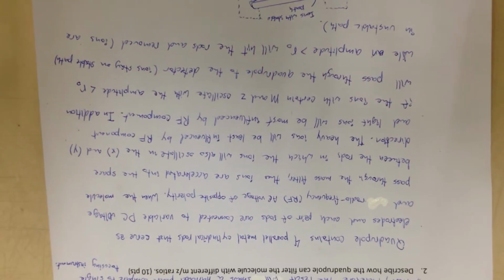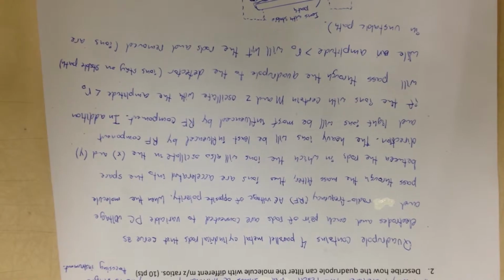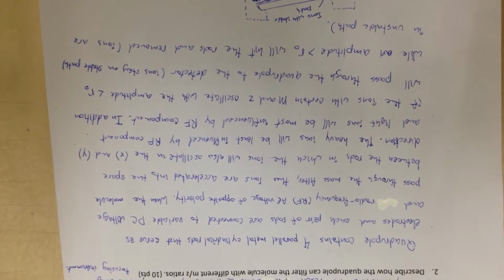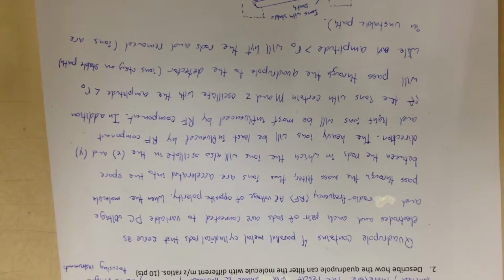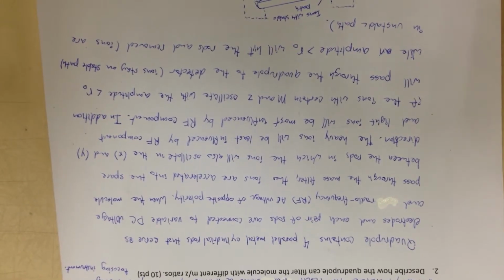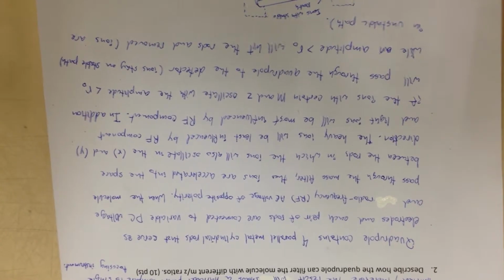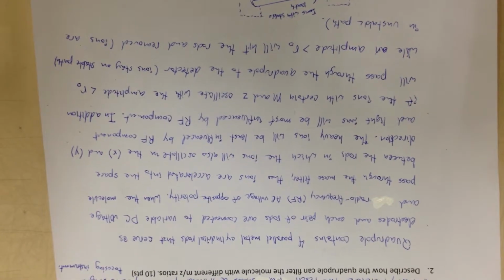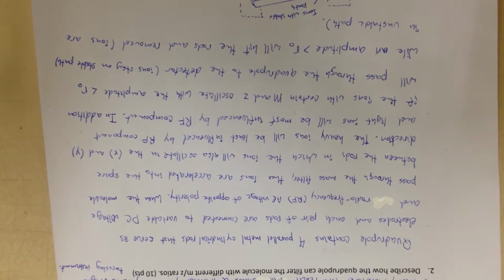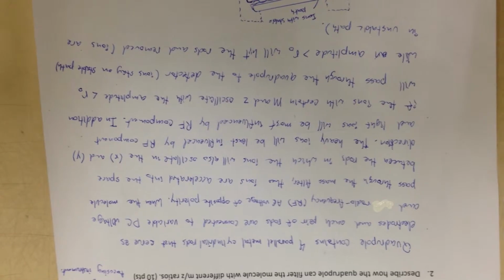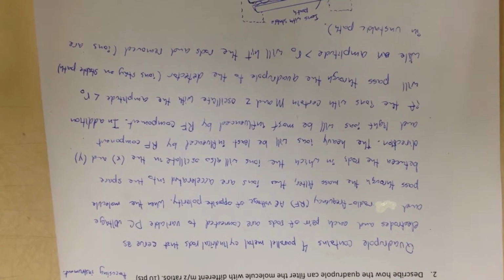Number 2. A quadrupole contains 4 parallel metal cylindrical rods that serve as electrodes, and each pair of rods is connected to a variable DC voltage and a radio frequency AC voltage of opposite polarity. When the molecule passes through the mass filter, the ions are accelerated into the space between the rods, in which the ions will also oscillate in the x and y direction.